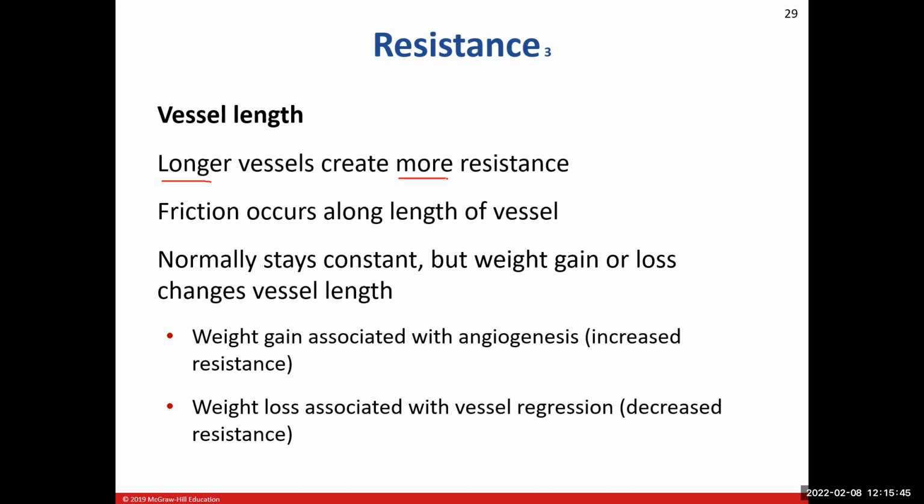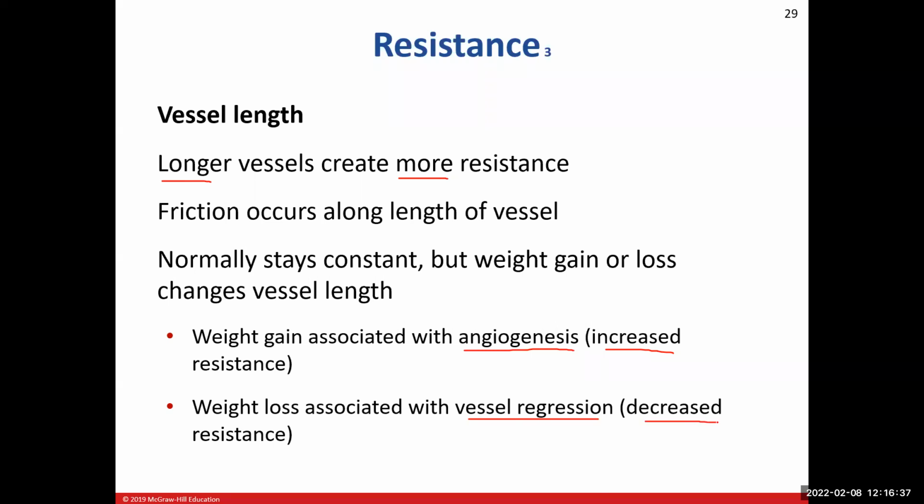But if you gain weight, if you gain a lot of adipose tissue, what did we say? Adipose tissue will get a higher level of vascularity because you're going to be growing all those new blood vessels. So you're going to increase the blood vessel length. That is going to increase resistance. Same thing when you lose weight, for that adipose tissue, those blood vessels will decrease. Or if you become sedentary and you're no longer exercising like you once did, then all of those new blood vessels that you formed along your skeletal muscles will start to regress. So with angiogenesis, resistance increases. And with vessel regression, resistance decreases.